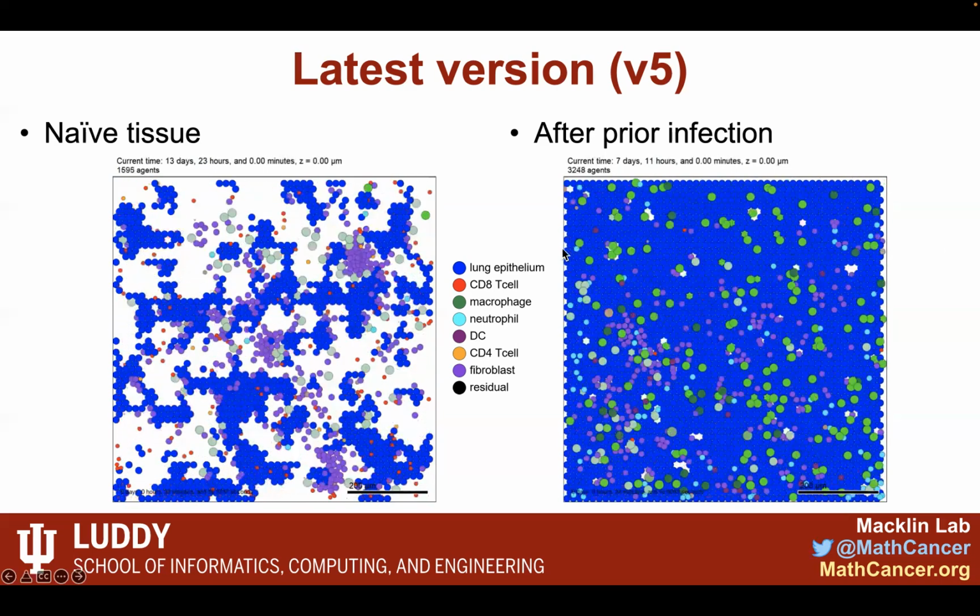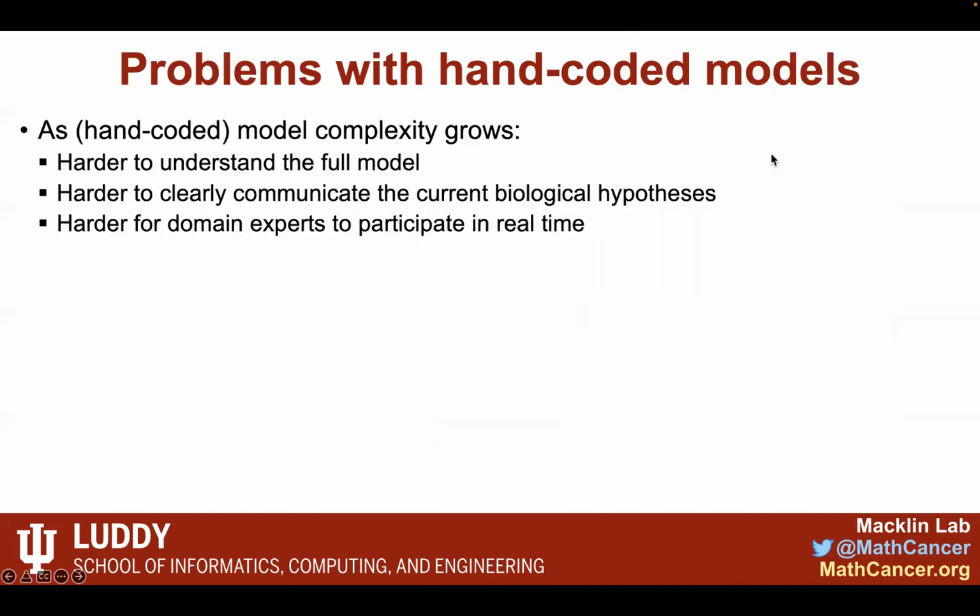But there's a lot to go. We've run into problems: every round of our iterative modeling has gotten slower and slower. The first iteration took 12 hours. The second iteration took a week. The third iteration took a couple of months. The fourth and fifth iterations have taken on the order of 6 to 12 months, because as these hand-coded models grow, the complexity grows too. It gets harder for this group to understand the full model. It gets harder for us to clearly communicate the current biological hypotheses of our model, which makes it harder for domain experts to participate in real time and provide the quality control that we know we need.